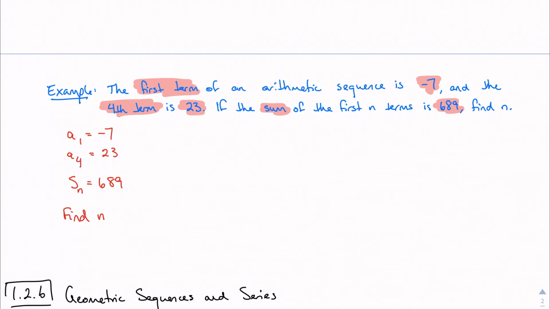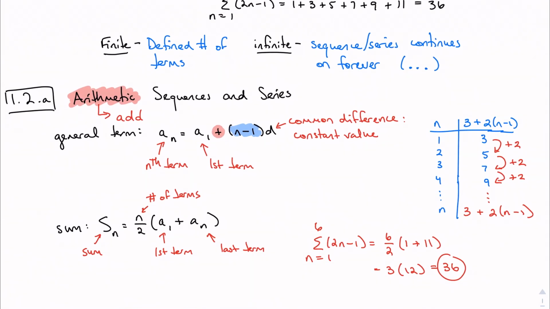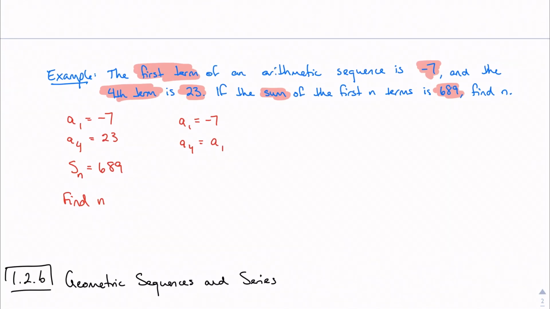This will be helpful. So I can say, well, a sub 1 is -7. That's great. A sub 4, well, we can use our general term formula to express my fourth term, right? So this is going to be a sub 1 plus, I'll write it out all in general right now, n minus 1 times d, right? We don't know what our common difference is yet, but that's okay. We can solve this. I'm actually going to do that right now.